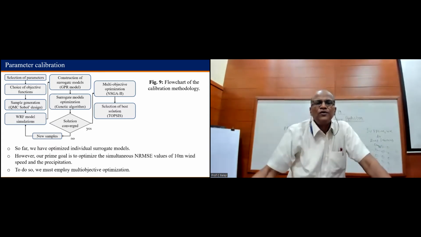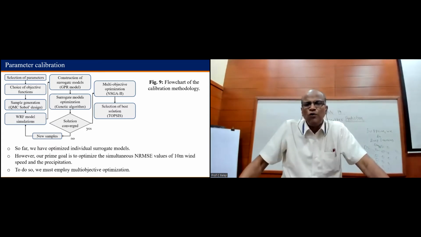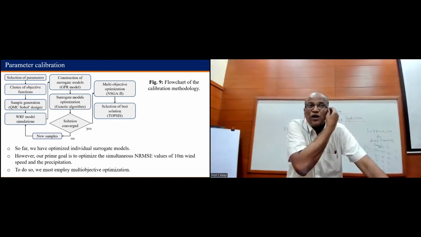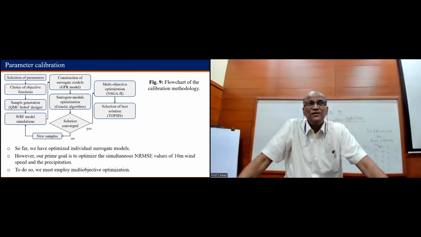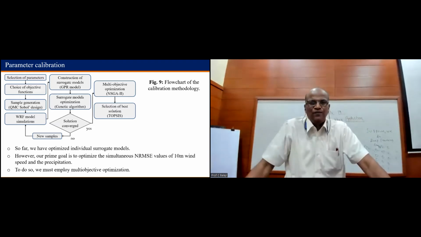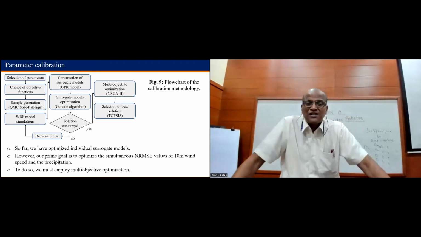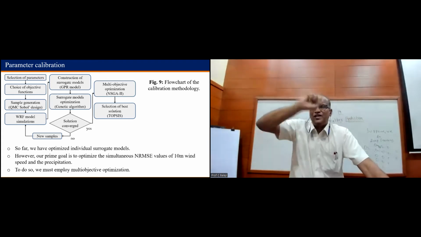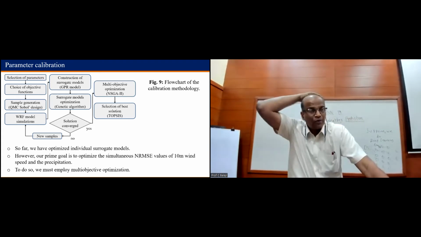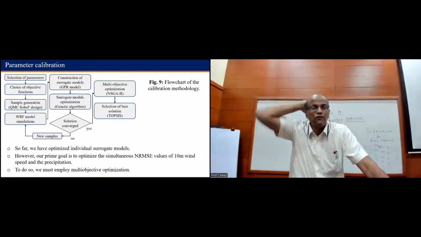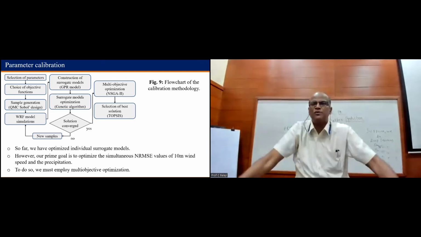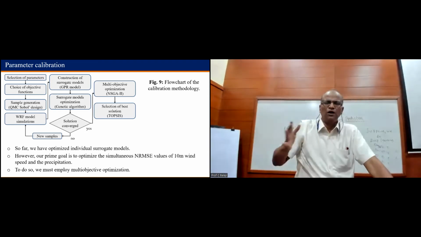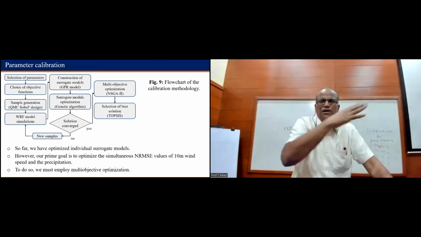So far we optimized individual surrogate models. That means we got a set of tuned parameters separately for the 10-meter wind speed and the rainfall. But our goal is that there should be only one set of calibrated parameters. The problem is you can't say there is one set of calibrated parameters which will be super duper and give the best performance for all your variables. That is a greedy solution, which is not possible because so many things are going on, so many parameterizations are there.